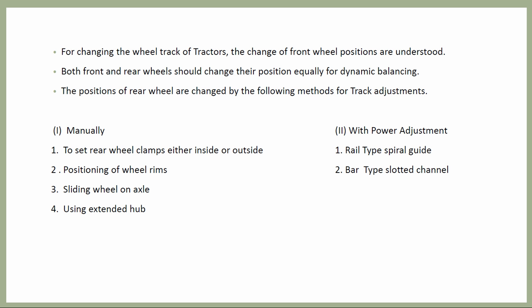And number three is the position of the rear wheels being changed. The positions of the rear wheels are changed by two methods of track adjustment. First is manual, and second is power adjustment. In the manual method, first we set the rear wheel clamp either inside or outside of the vehicle, then position the wheel rim and slide the wheel on the axle using the extended hub. In this way we can position the rear wheel.